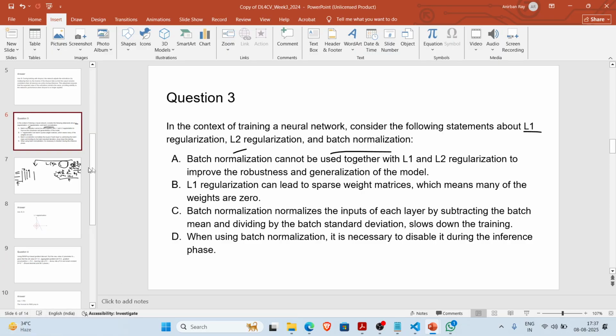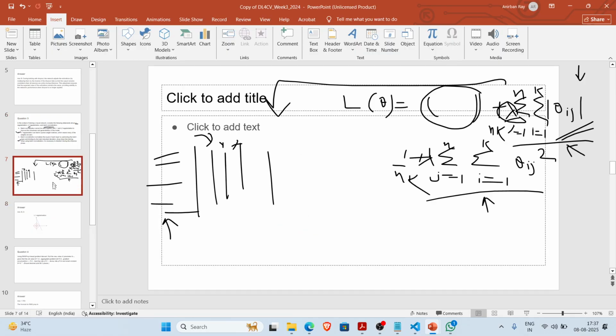L1 regularization can lead to sparse weight matrices. That is correct. Batch normalization normalizes the input of each layer by subtracting the batch mean and dividing by the batch standard deviation. It slows down the training. So it does not slow down training. Using batch normalization is to be disabled during inference. So B and D, okay, like that.